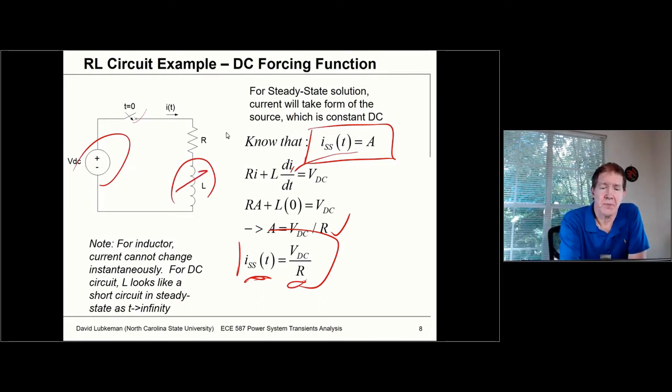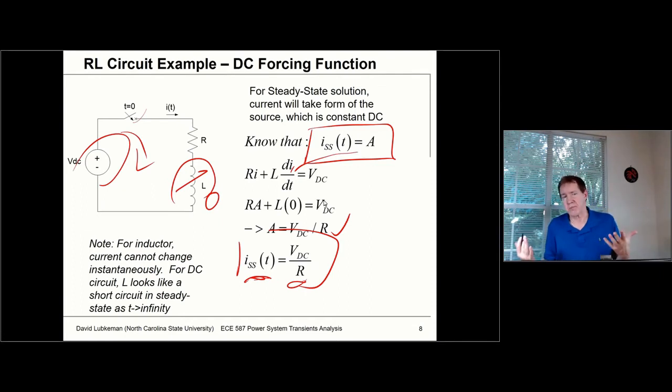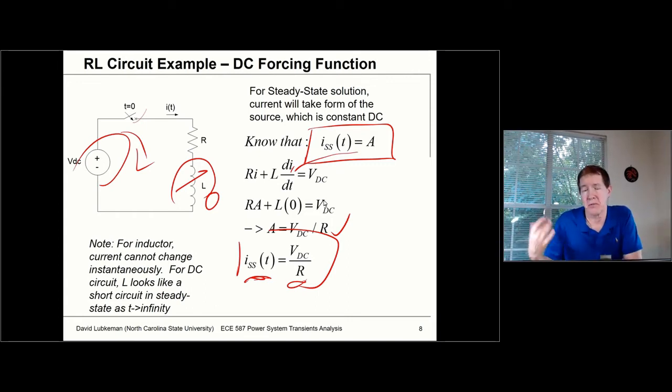So if this inductance basically looked like a short right here, then you're going to have VDC driving current through R in steady state, which is going to give us a steady state current of VDC over R. However you want to get this is fine by me. What I would more realistically do is just look at the circuit and assume that inductors look like shorts and capacitors look like open circuits. But anyway, this shows you a couple different ways you can get to the steady state part.